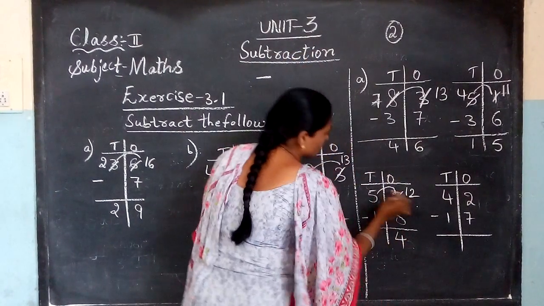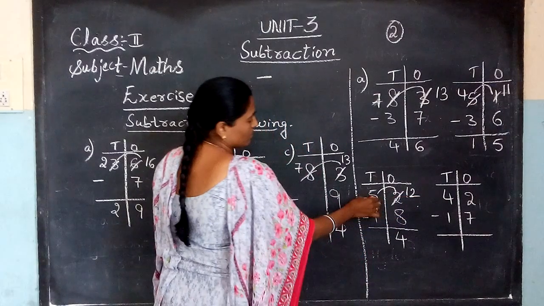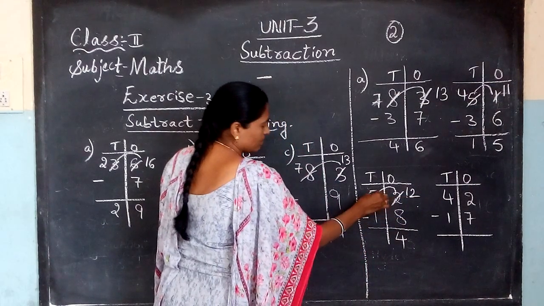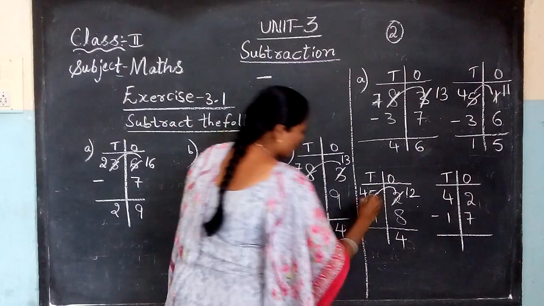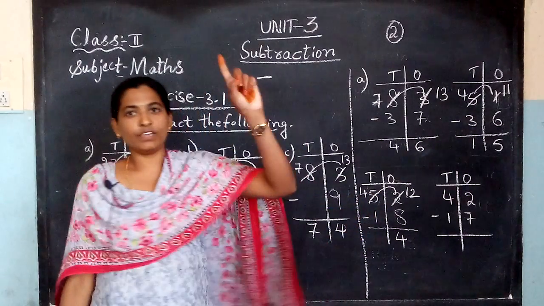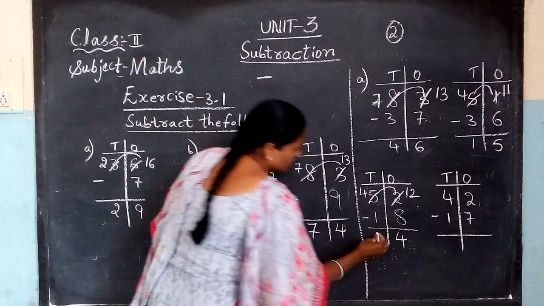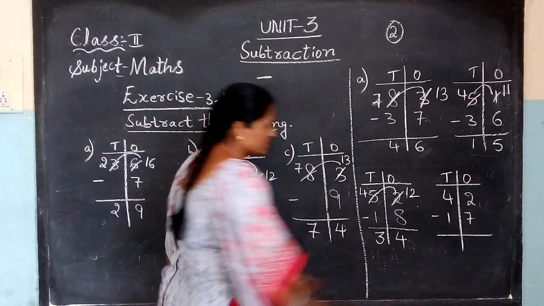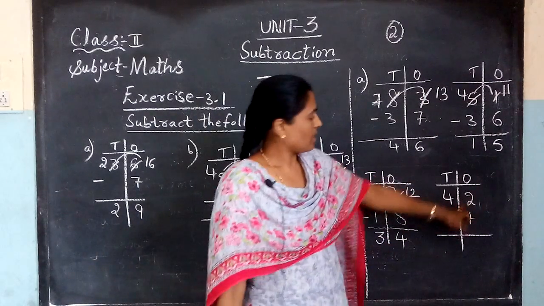One number is given to the ones column. What number will be there? One number will be less. The number before 5 is 4. 4 in the mind, 1 in your finger. 4 before: 3. Yes. Next one. Here also, same thing.